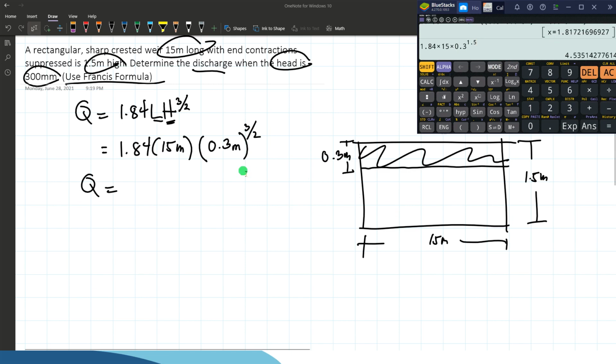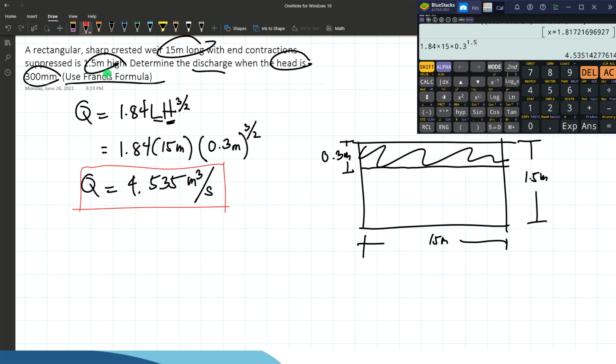Okay, the answer is 4.535 cubic meters per second. Okay, so that's the answer for this problem.